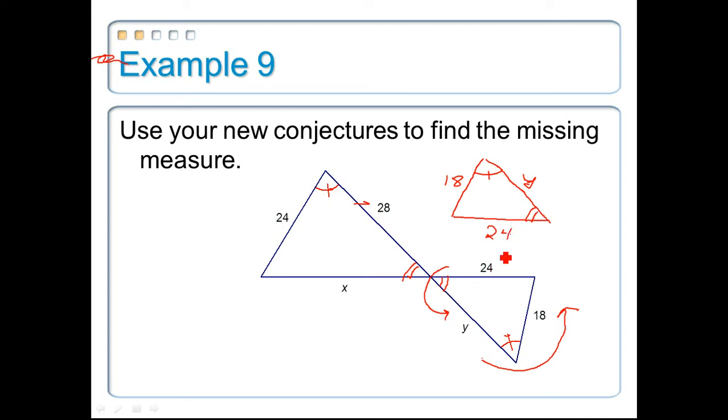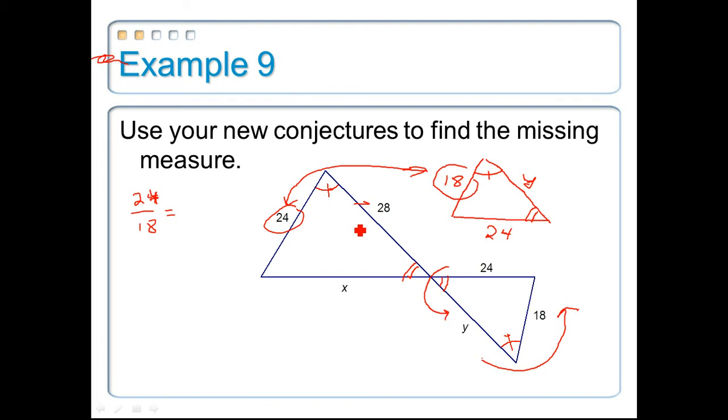So we've got the small triangle rotated around, and now we know what corresponds. We know that 18 and 24 are corresponding. So I'm going to use the big triangle here, 24, and 18 in the small triangle. These are key. I've got these lined up. Having these lined up is key, and that will let me get X and Y.